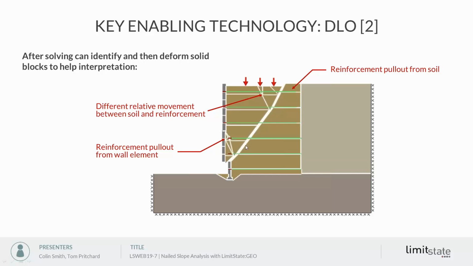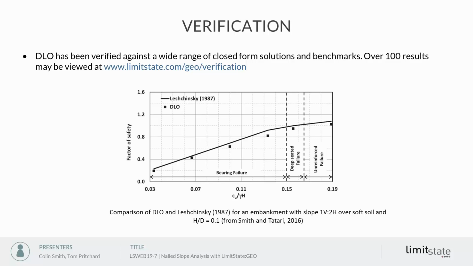So the software is flexible enough to model a range of different interactions by way of its formulation, and we'll have a look at that in just a moment. In terms of verification, the software has been verified against a wide range of closed form solutions and benchmarks, several thousand that are automatically run every time the software is changed. Over 100 of these results can be viewed on our website. I'll just put one diagram here from a paper which shows a comparison of the DLO LimitState GEO analysis against some results in the literature. There isn't time to go into the problem in detail, but you can see a good correlation in terms of how that fits.